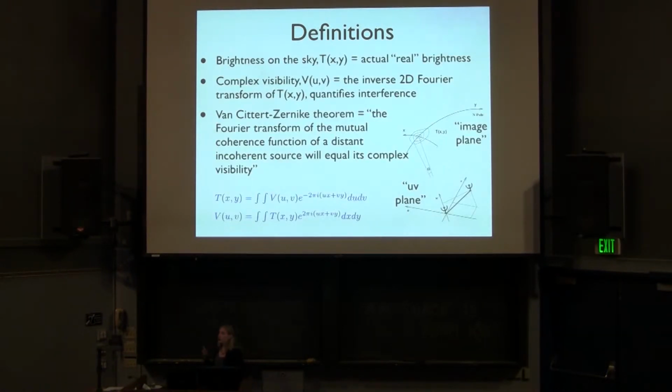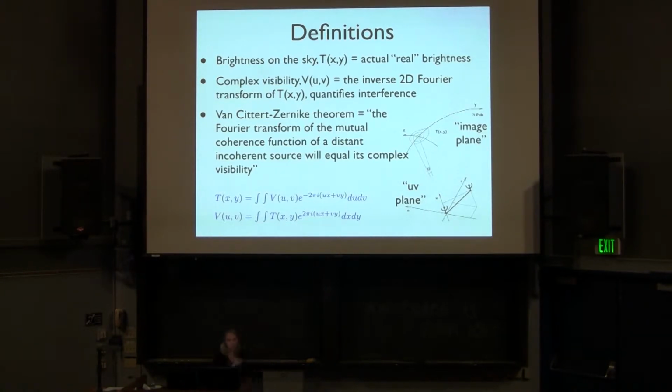Okay, so there are two key things that you want to know. The most fundamental thing you want to know is the true brightness, the true signal in the sky. But what you actually get from combining these signals from the different antennas is not the true brightness, it is the complex visibility. So it's this interference pattern.